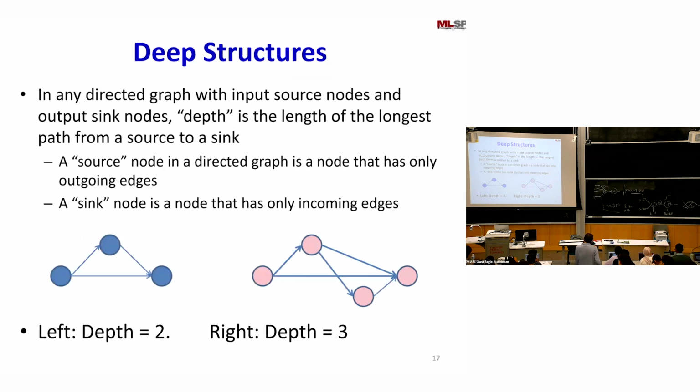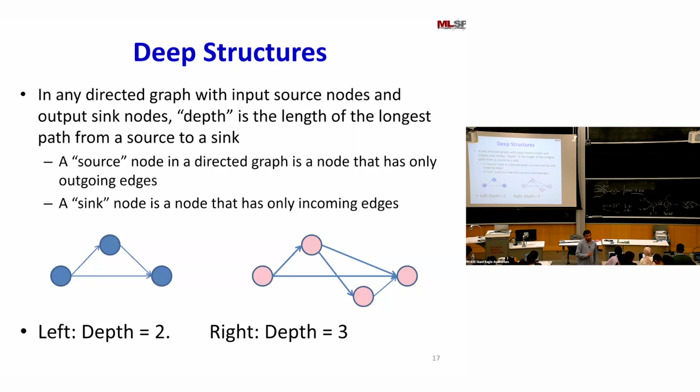To understand the definition of depth, we have to understand that these networks are just graphs. You have nodes representing individual units that are feeding into other nodes, which represent other units, and so on. So I can model them as a graph. There's a source, which is the input, and the sink, which is the output. So it's a directed graph with information flowing from the source to the sink.